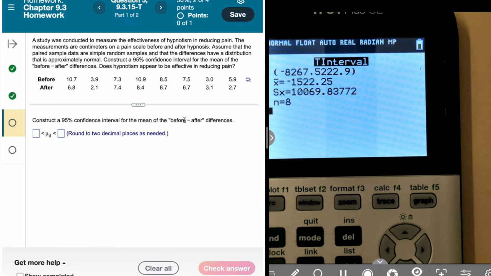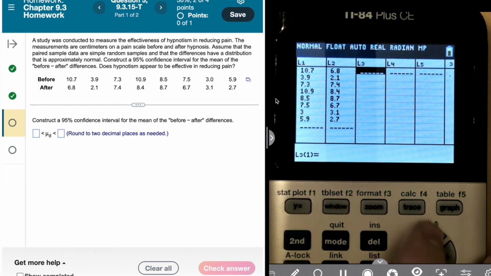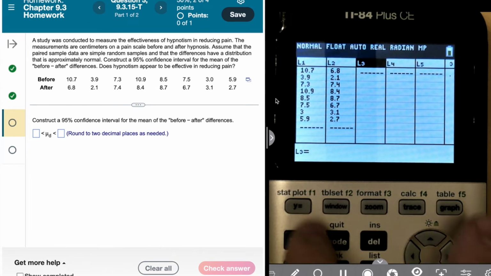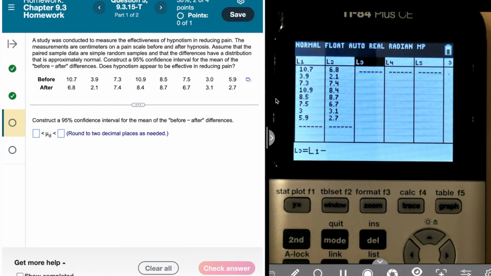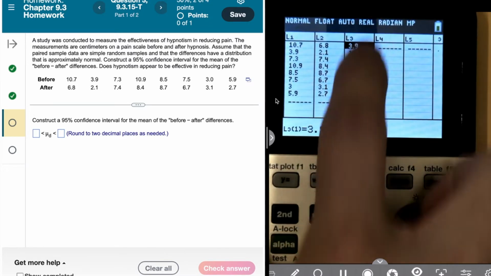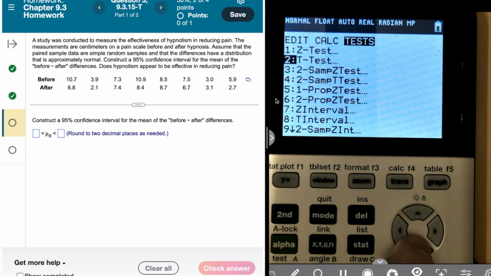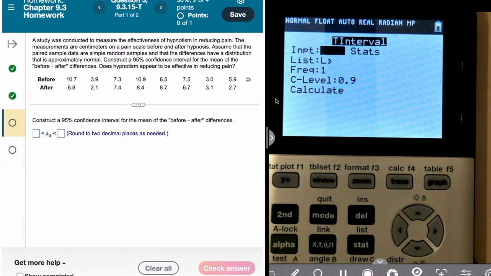All right, and I'm once again going to pause the video and show you how I typed in the data. All right, so again, there's my L1 and L2. Now I'm going to do the magic of saying L3 is again L1 minus L2. Now L3 is the only list I care about, and that's really only one sample, so to speak. So we're going to construct a confidence interval. That's going to be a t interval. And let's see here.